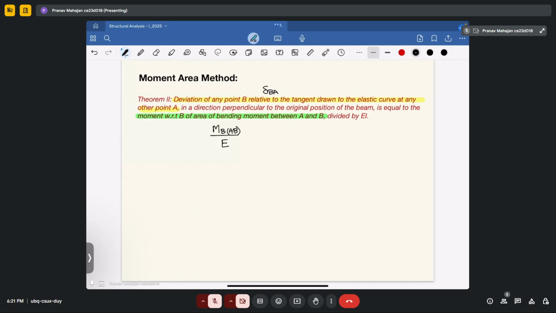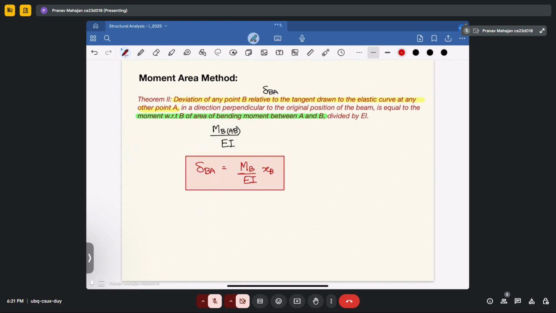That means the moment about B between A and B divided by EI. Okay, so what it tells you is that delta BA will be equal to the moment of area about B divided by EI, into x bar B. Fine.